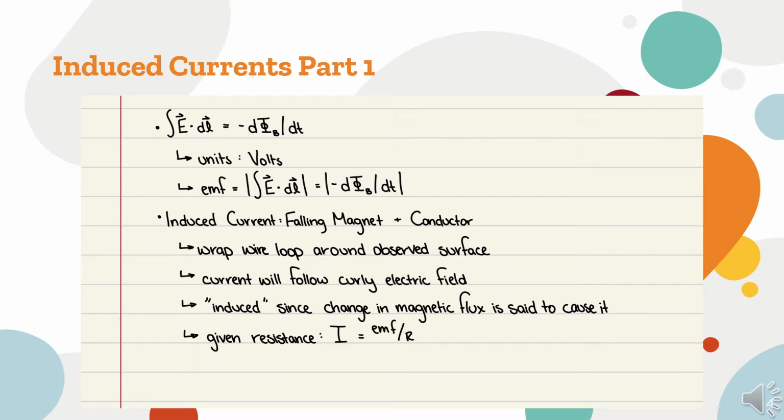Moving on to the second video about Faraday's law, we take a look at the units of the equation. Volts. The actual equation calculates the magnitude of the EMF. Going back to the example of the falling magnet, we wrap a wire loop around the observed surface. We know that the current will flow in the direction of the curly E field. We call this current induced by the change in magnetic flux.